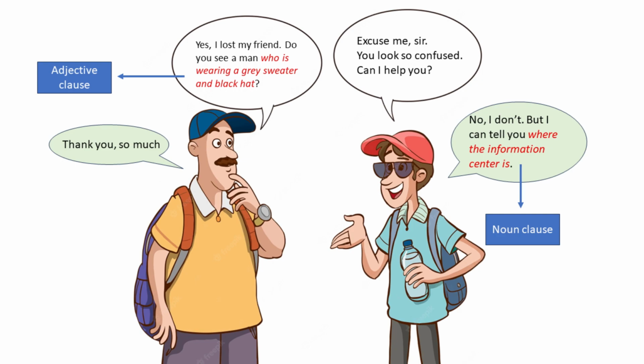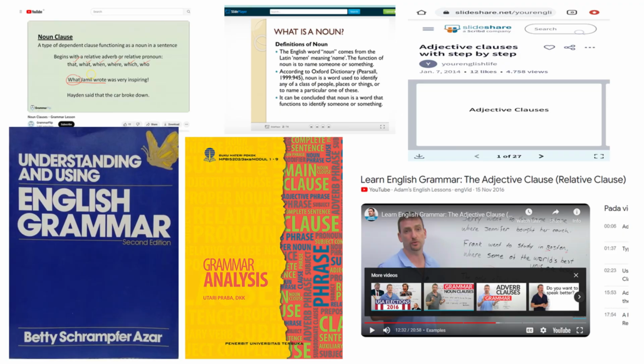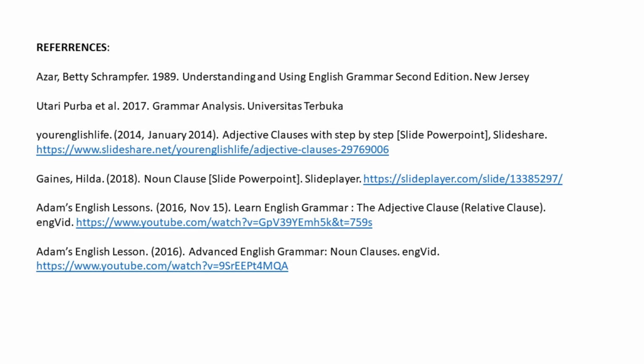So we can conclude that noun clause and adjective clause are dependent clauses that often exist in a sentence. They cannot stand alone without an independent clause. Noun clause and adjective clause have their own function and usage in the sentence. And for materials, I got them from some resources like books, slides, journals, and also some videos.